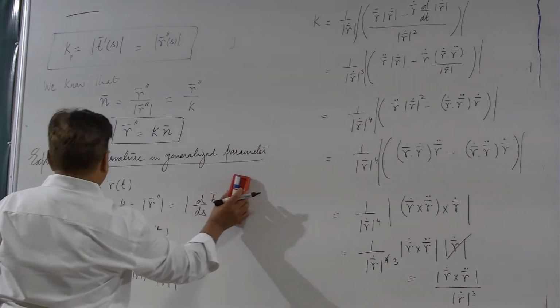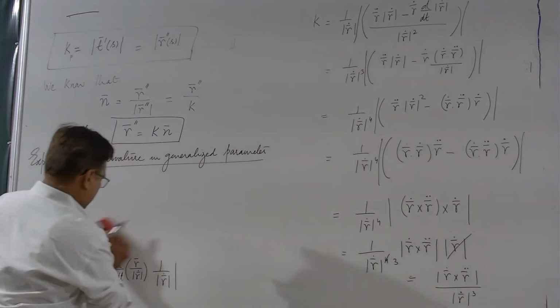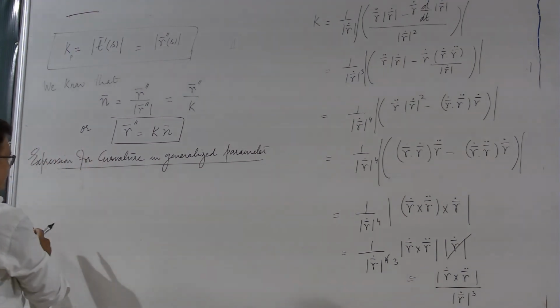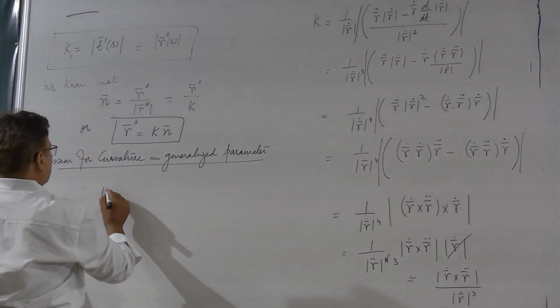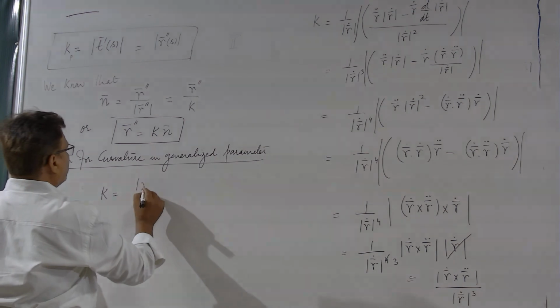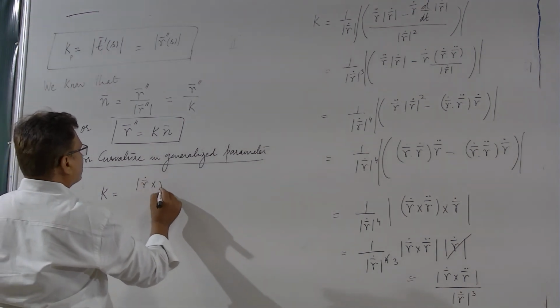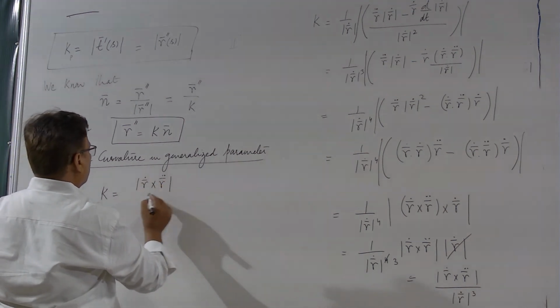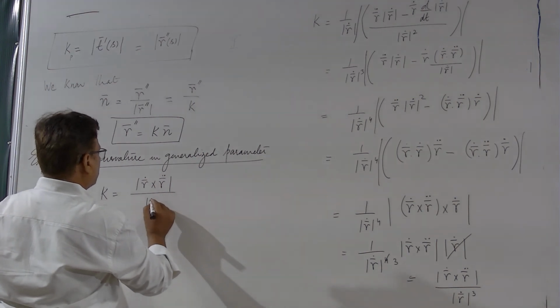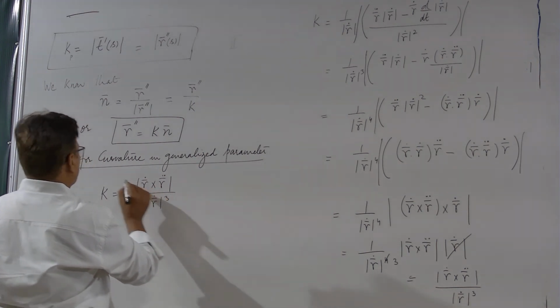Let me write down that expression over here. In a generalized parameter, curvature is given by the formula: modulus of r dot cross r double dot upon modulus of r dot cube.